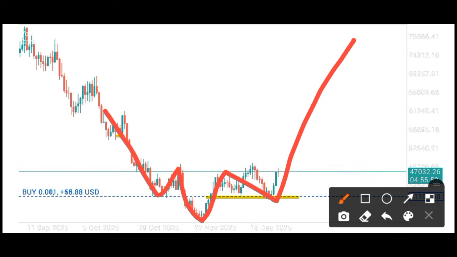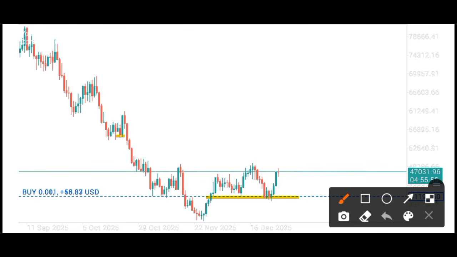So this is how to grow a small trading account. Just identify gaps in the market, set your traps, and get your entry, and you are going to be so profitable.